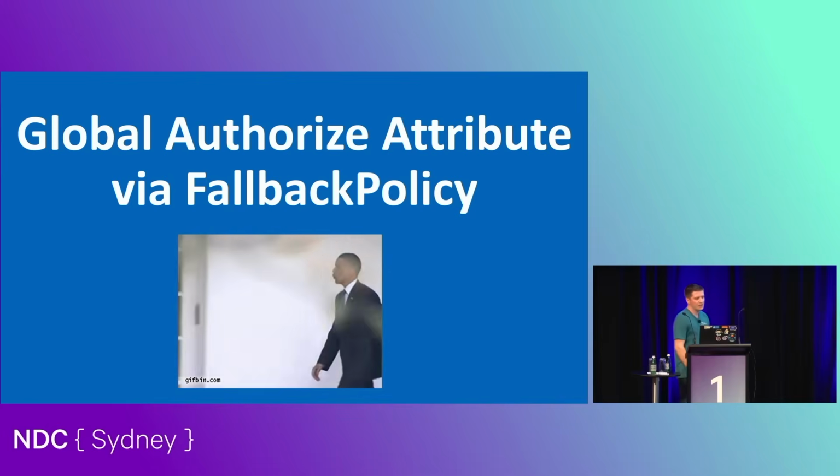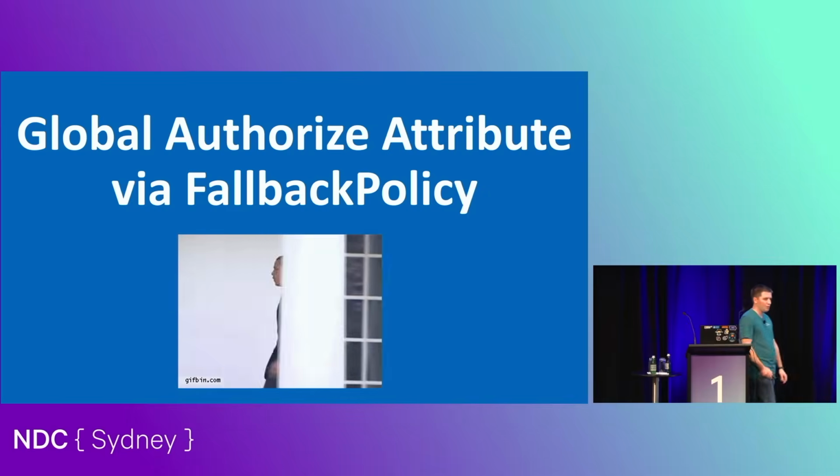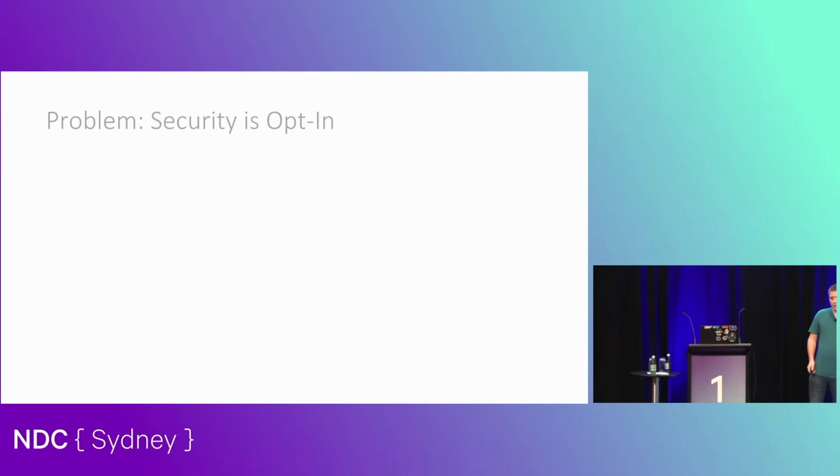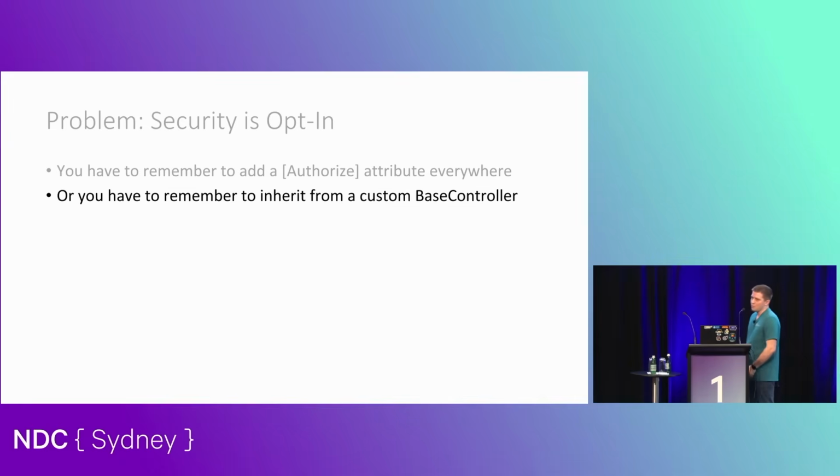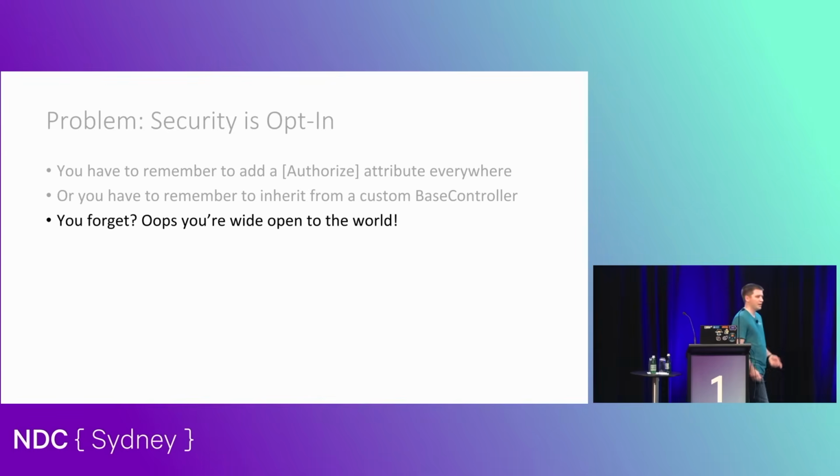So this is using a global authorized attribute using a fallback policy. The problem you have by default, let's say you're creating a new ASP.NET Core app with controllers, is you have to remember to add this authorized attribute everywhere. Or you have to remember to inherit, like let's say you've got some sort of base controller that's got the authorized attribute. You have to remember, hey, I need to go add this everywhere. And if you forget, or you don't have an automated test that proves that all of those controllers do that, the downside is you're open to the whole wide world, which is really bad news.